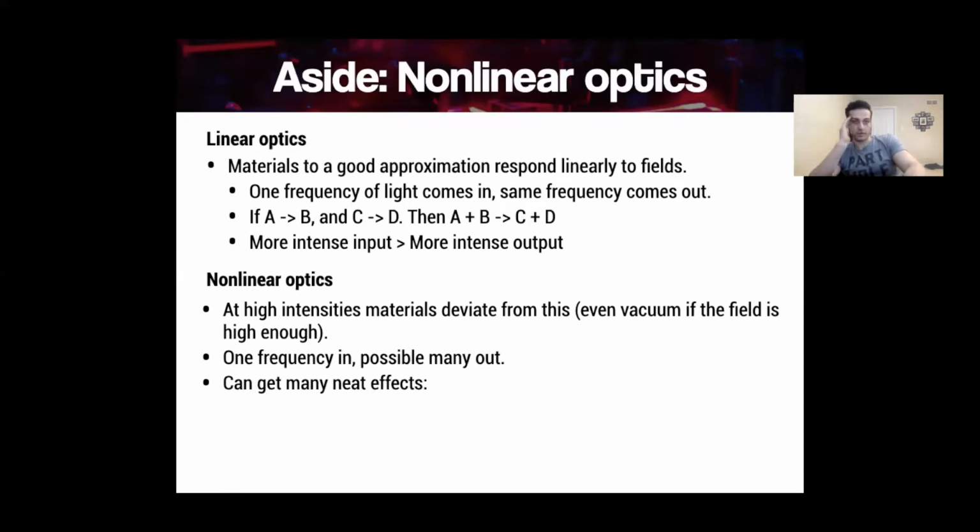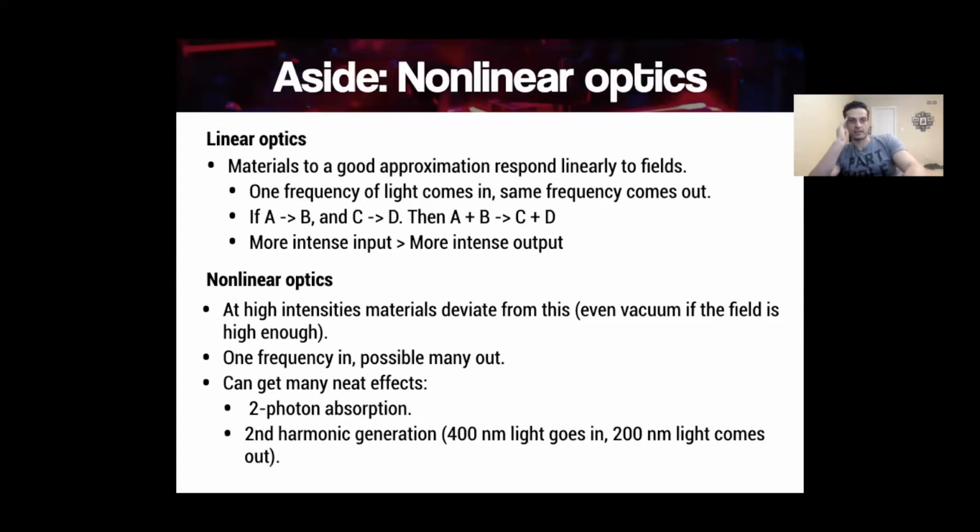For example, you can have one frequency in and many possible ones come out. You get neat effects like two-photon absorption. One frequency in, possibly many out. You could do second harmonic generation, so you have some frequency of light in and a different one out. The main takeaway here is that linear optics is what you're familiar with, and it has the nice properties you're used to using. Nonlinear optics can do some very cool things, but it needs incredibly high intensities to work, which makes it practically and experimentally significantly more challenging than just working with linear optics.